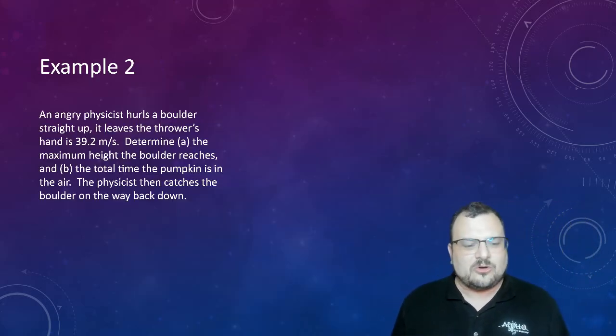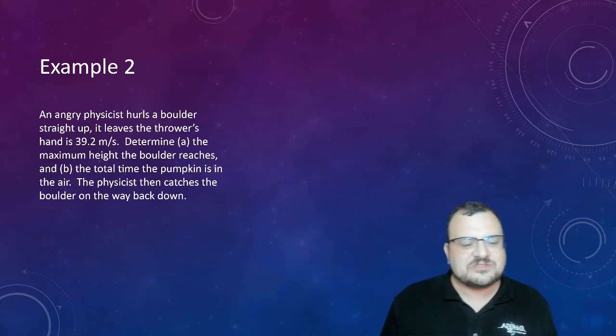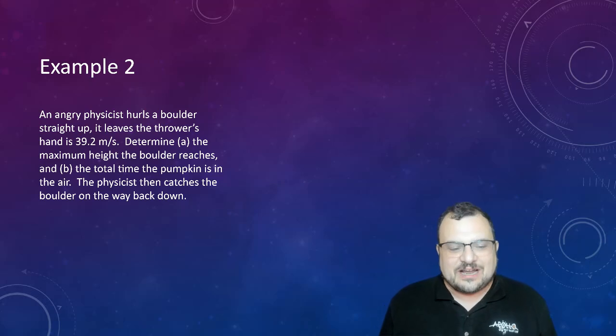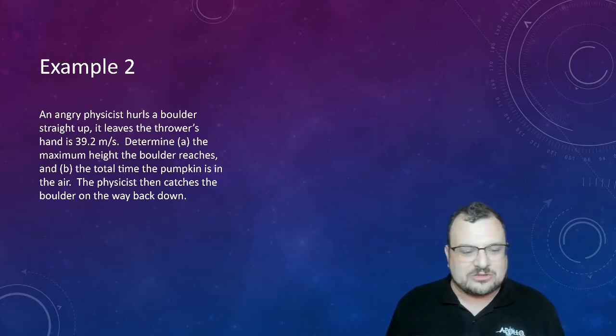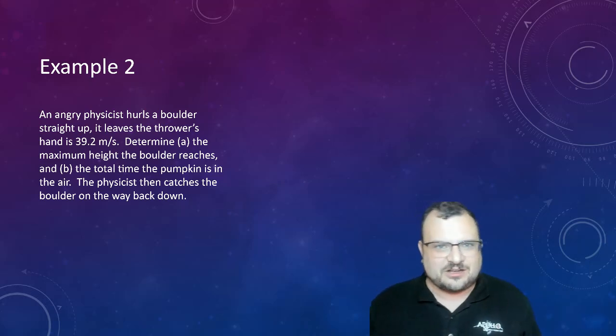So let's do another example. In this example, we have an angry physicist hurling a boulder straight up, and it leaves the thrower's hands at 39.2 meters per second, which is essentially 90 miles an hour. And we want to determine the maximum height of the boulder, the total time that the boulder is in the air, and we're going to have the physicist catch it on the way down.